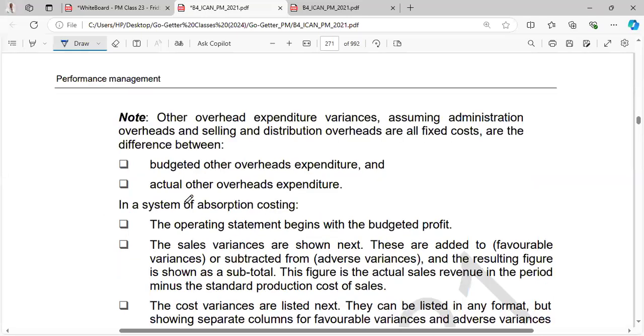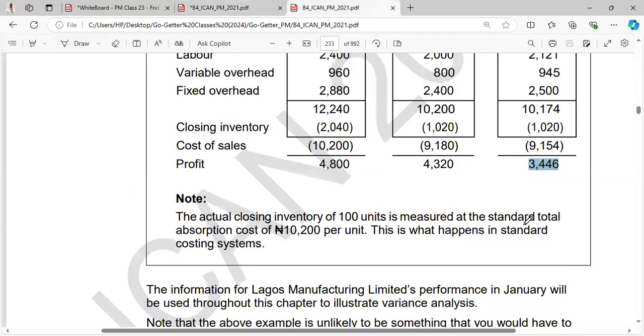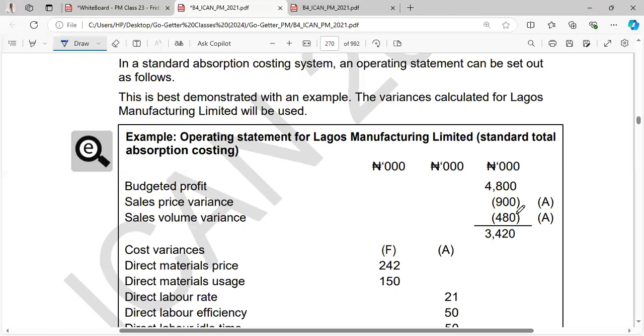In the system of absorption costing, the operating statement begins with the budgeted profit. As I showed you before, it starts with the budgeted profit. If you start with the actual profit, it means that you are going to be doing certain things opposite. It means if you start with actual profit, you are going to be adding all the adverses and lessen all the favorable.